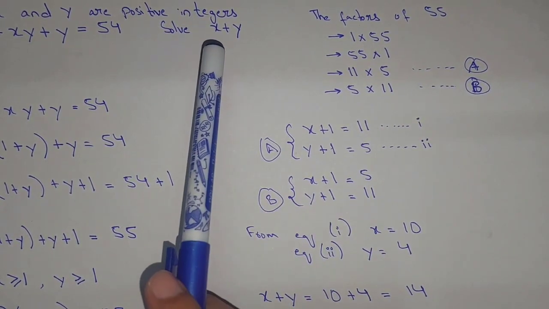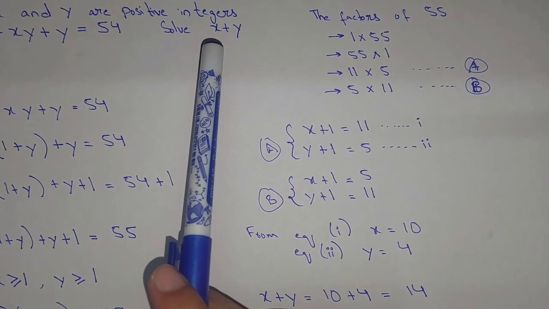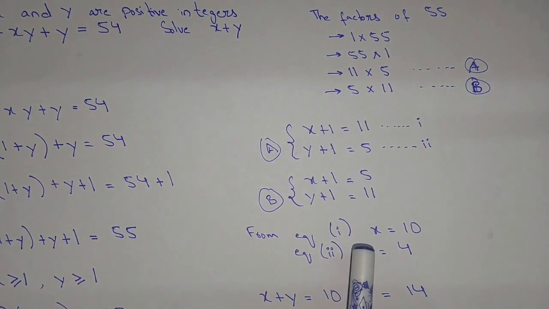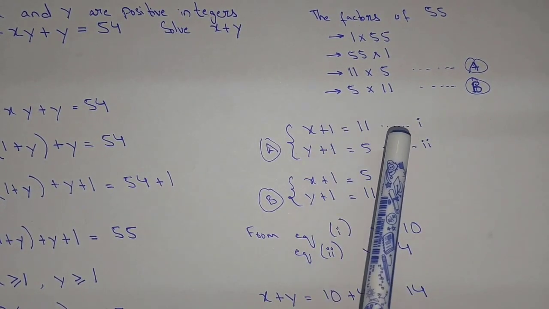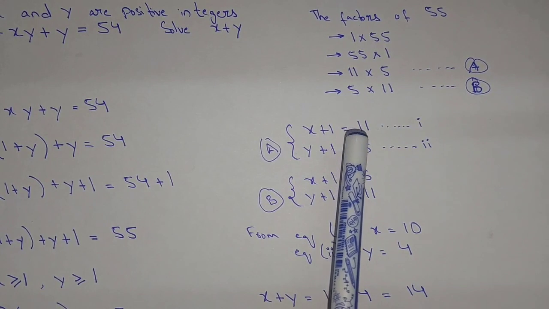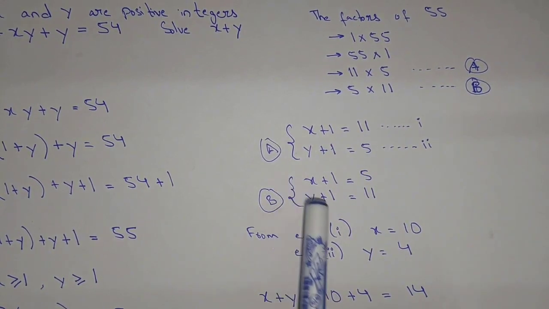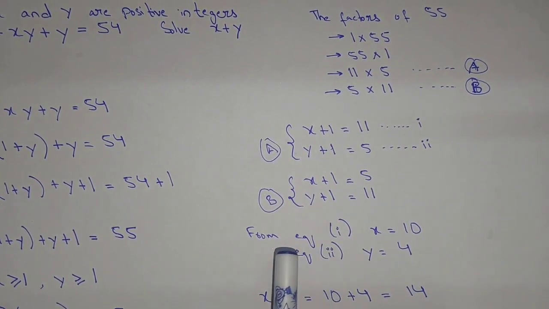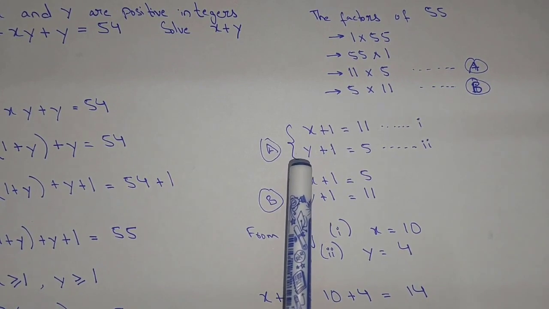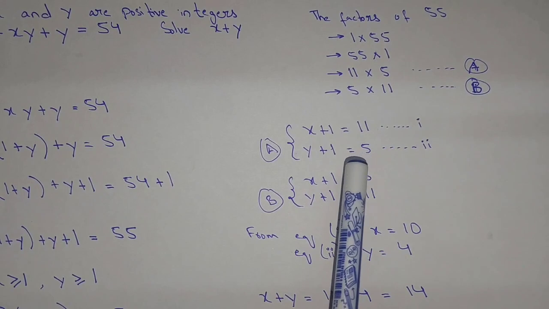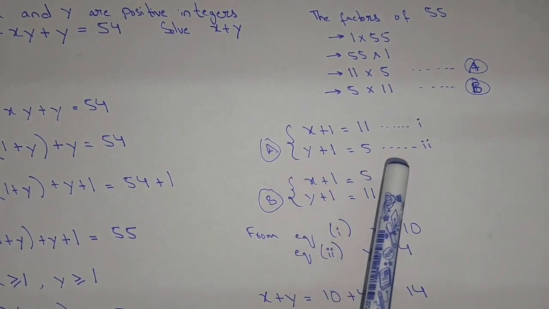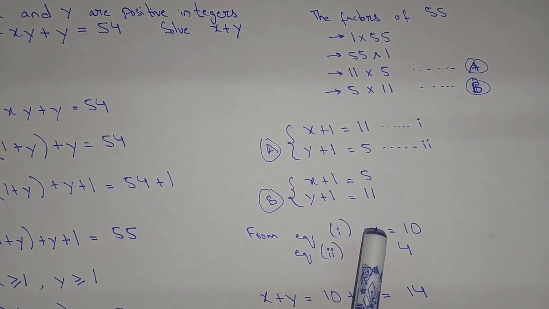Remember, we have to find the value of x plus y, not x and y. So from equation 1 we have x equal to 10, because if you bring 1 to the right hand side, that will be minus 1, so 11 minus 1, that will be 10. So in this way x equal to 10, and from y we have 1 on the right hand side, that will be 5 minus 1, so y equal to 4. So x equal to 10 and y will be equal to 4.